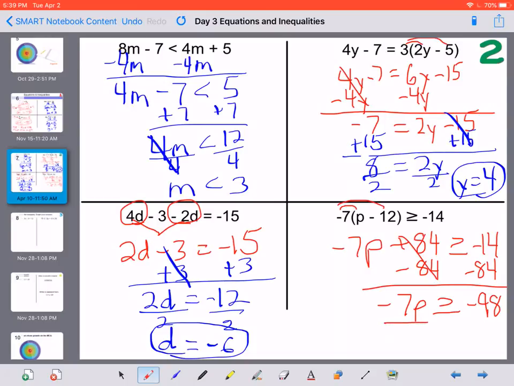So now we divide by a negative 7. Now when we divide by a negative number, we're going to have to flip our sign, so it's now going to be a less than or equal to. This is going to be p. 98 divided by 7 is going to give us 14. So p has to be less than or equal to 14.